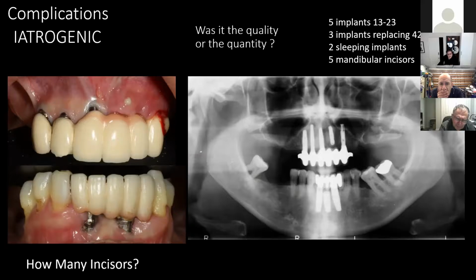Okay. These are the problems you have to deal with now. Remember one thing: when you do implant dentistry, you're either 100% right or you're 100% wrong. There's no halfway. Would you agree with that, Stan? You can't say, oh, I'm 50% right. That doesn't work in implants.